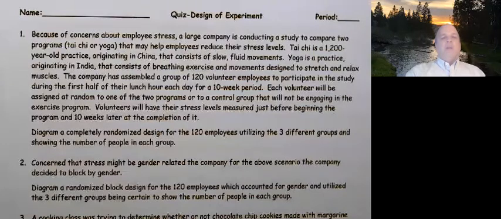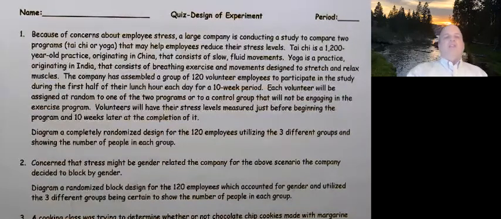Because of concerns about employee stress, a large company is conducting a study to compare two programs, Tai Chi or yoga, that may help employees reduce their stress level. Tai Chi is a 1,200-year-old practice originating in China that consists of slow, fluid movements. Yoga is a practice originating in India that consists of breathing exercise and movements designed to stretch and relax muscles.